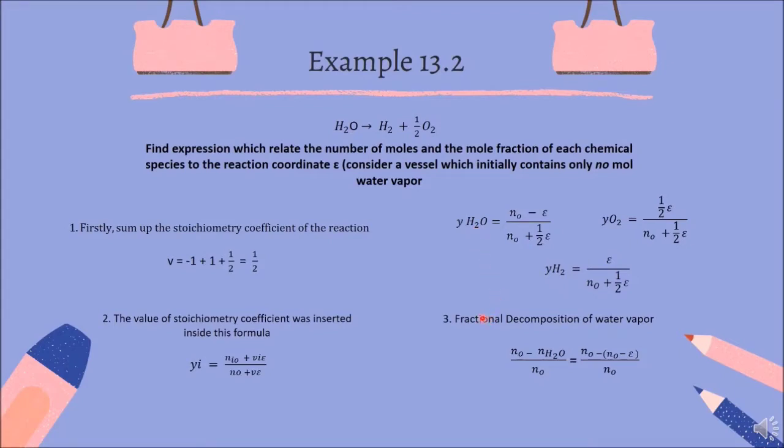And for the last, the fractional decomposition of water vapor, because it is stated in the question, consider a vessel which initially contains only n moles of water vapor. From the value calculated before, for the water vapor H2O, the number of moles is equal to n, so we insert it in this, and what we get is this, the answer.